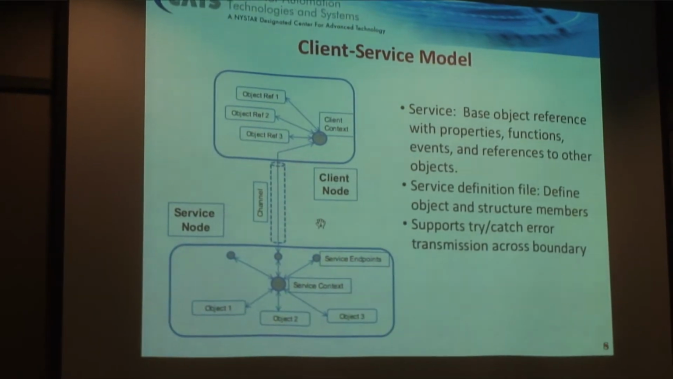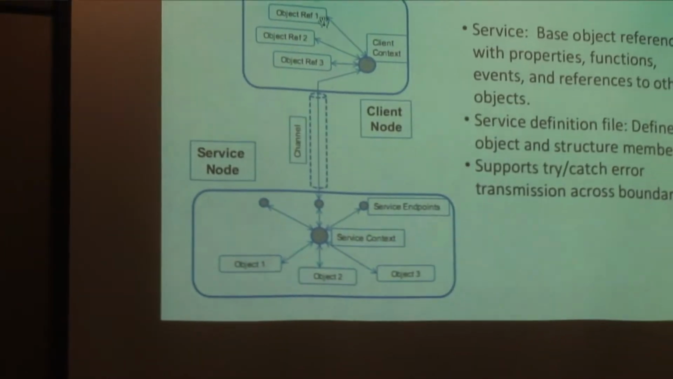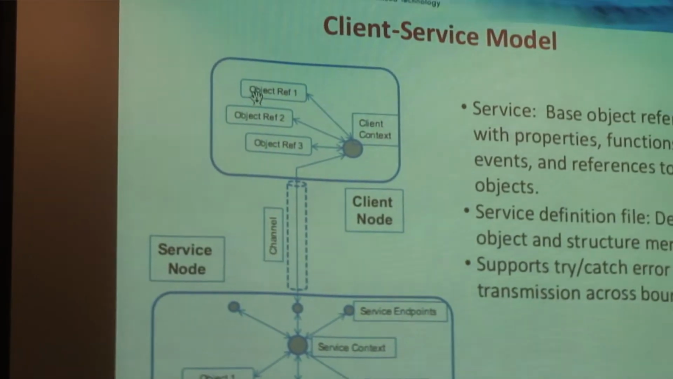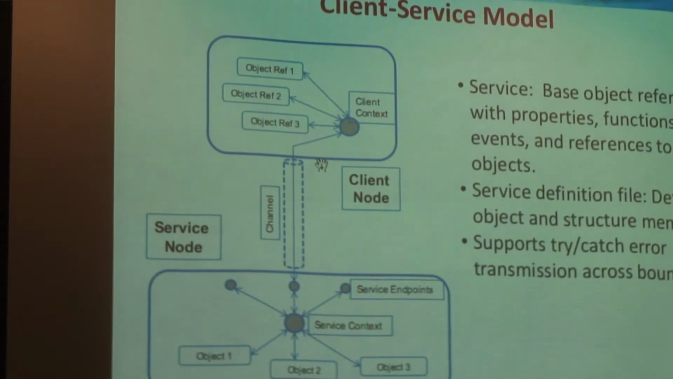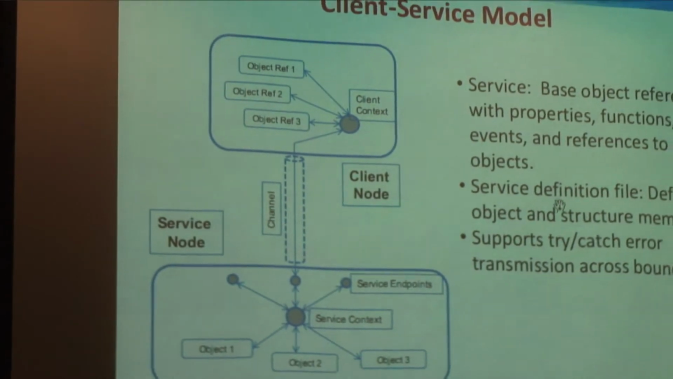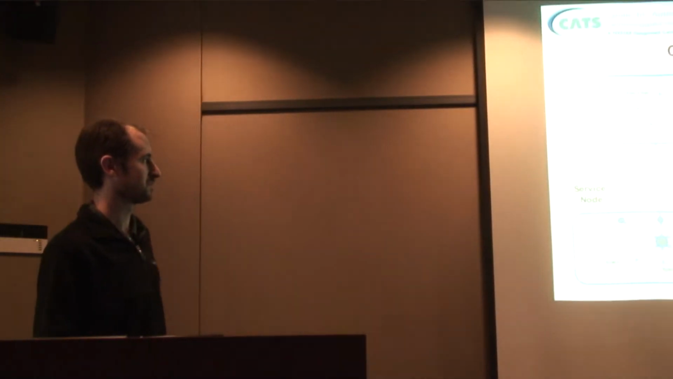This is a client service model. Basically the way it works is you have these objects on the server side you want to talk to on the client side. So basically you get a reference to these objects on the client side, and there's all this machinery which does the communication, which is RoboRaconteur. So the way it works is you have a service definition file which defines all the objects and the members. And the reason for this is that this is language neutral, so you can't say I'm going to write a C# based interface because it doesn't work in MATLAB or C++ or anything else. And it also does try-catch error transmission, which is extremely helpful when you have a complicated system.